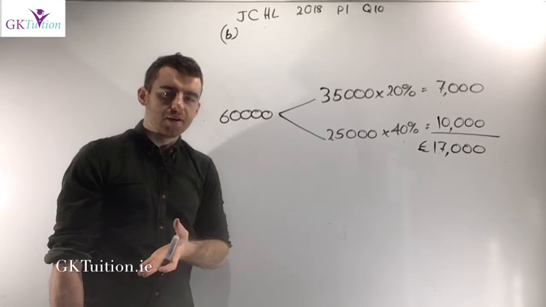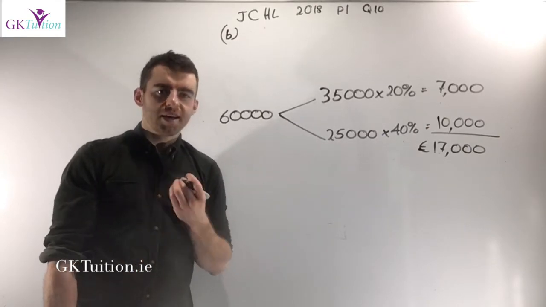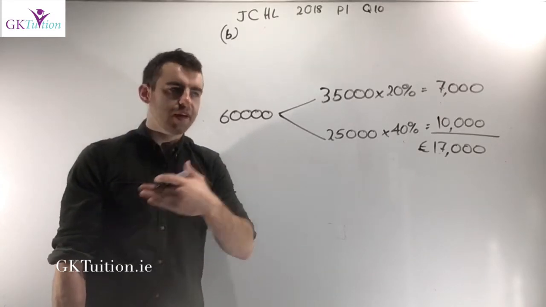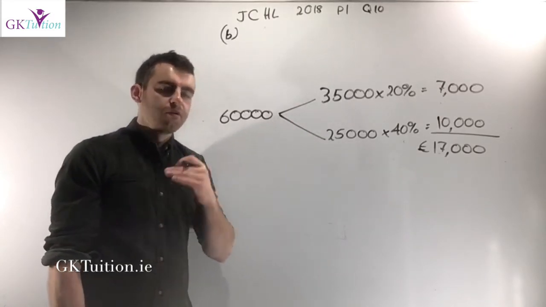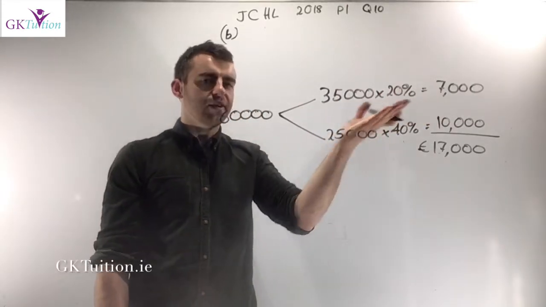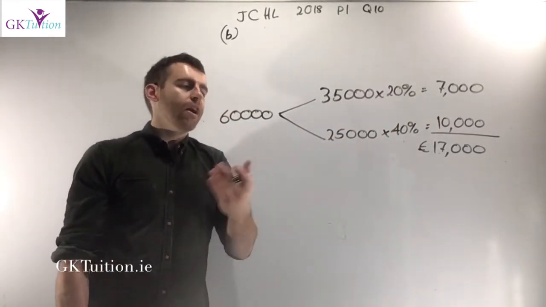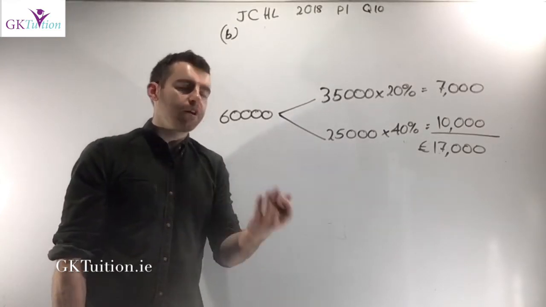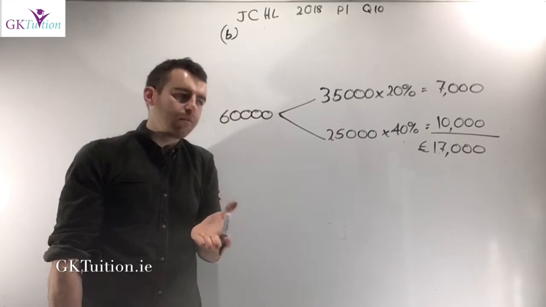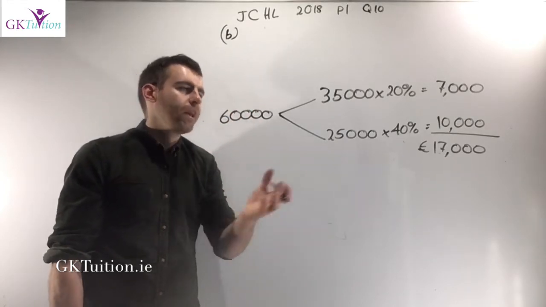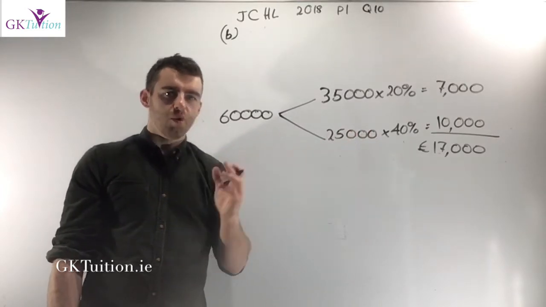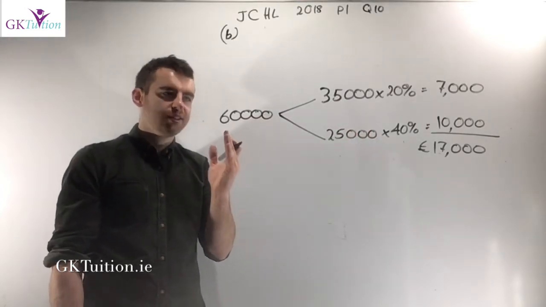So once I've graphed that, once I've done half of my graph, I can now worry about what happens to people who earn between 35,000 and 60,000 euro. Going from the 7,000, after you've paid 7,000 euro, from then on, for whatever you earn, you pay 40% tax on it. So that is going to be linear as well, but it's going to be steeper because now you're paying twice as much income tax. The percentage is twice as much as it was. So the graph is going to become twice as steep.